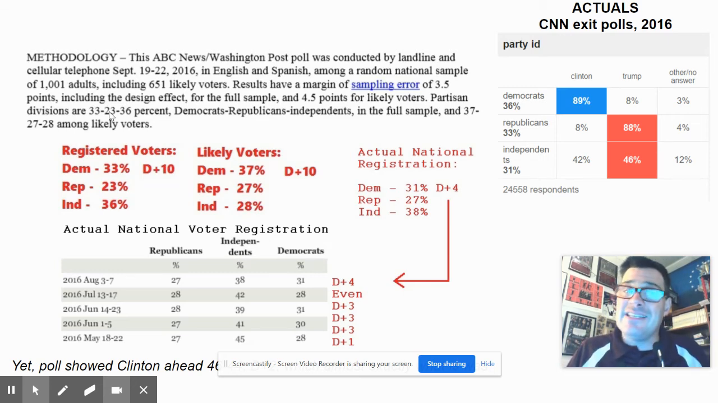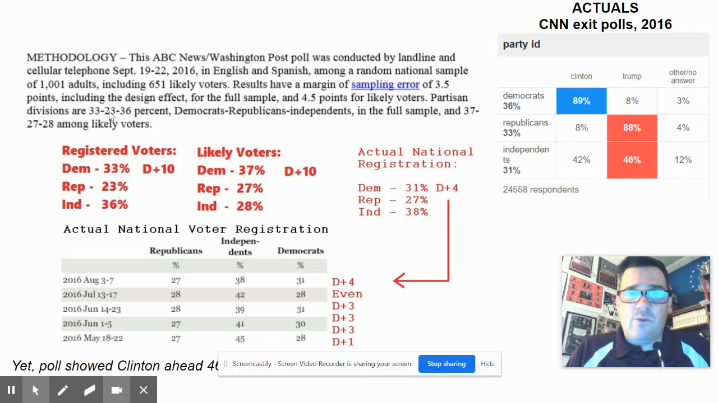But remember, what makes this a scientific poll is that it does have the right number. It does have a margin of error. It was random. It was landline and cell. All those are good. But in terms of accuracy, this has some problems. Okay, good. All right, cool.